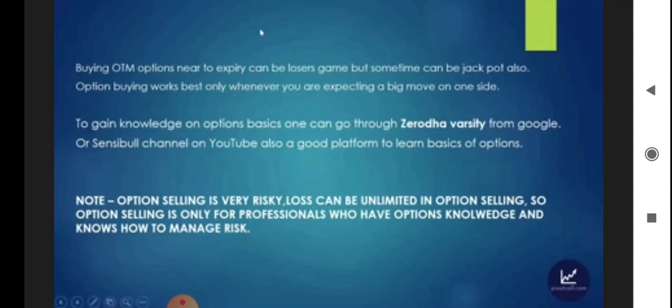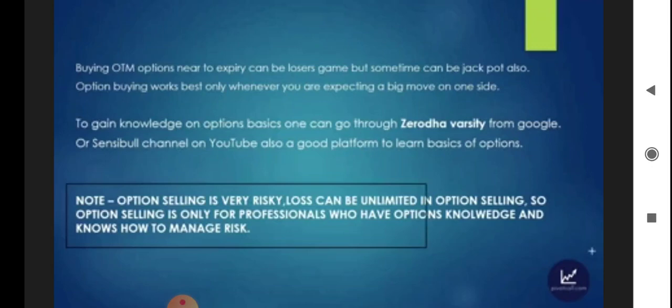So to learn more about options and gain option knowledge, the best platform is to go to Google and type Zerodha Varsity. Zerodha Varsity is one of the best platforms where you can learn everything about options. And also you can go to YouTube and type Sensibull. This is another platform where they have many YouTube videos on options, and you can learn options from here also. So that is what I said, with options, you need knowledge. Don't trade options until you know the basics.